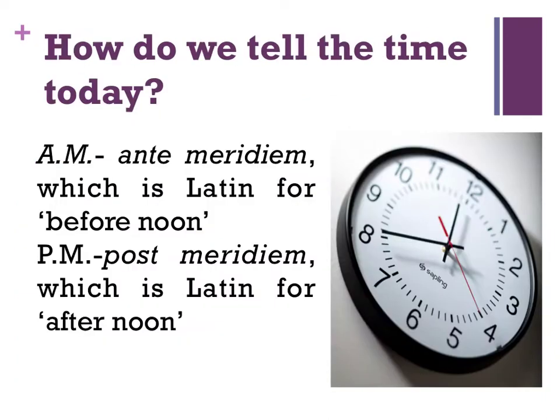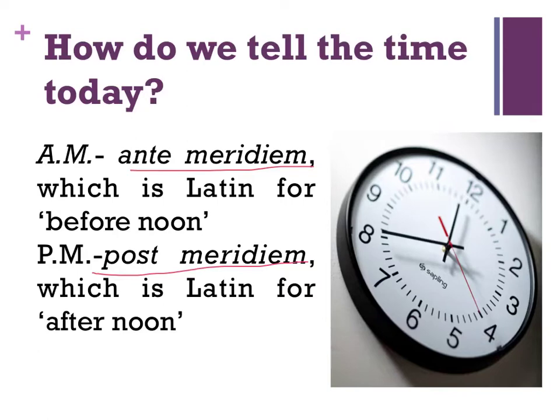How do we tell time today, though? Well, today, time is told in a few different ways. The first way is with the idea of AM and PM. AM and PM are both Latin: ante meridiem, which is before noon, and post meridiem, which is Latin for afternoon. So they use noon, or the middle of the day, as the judgment of time.